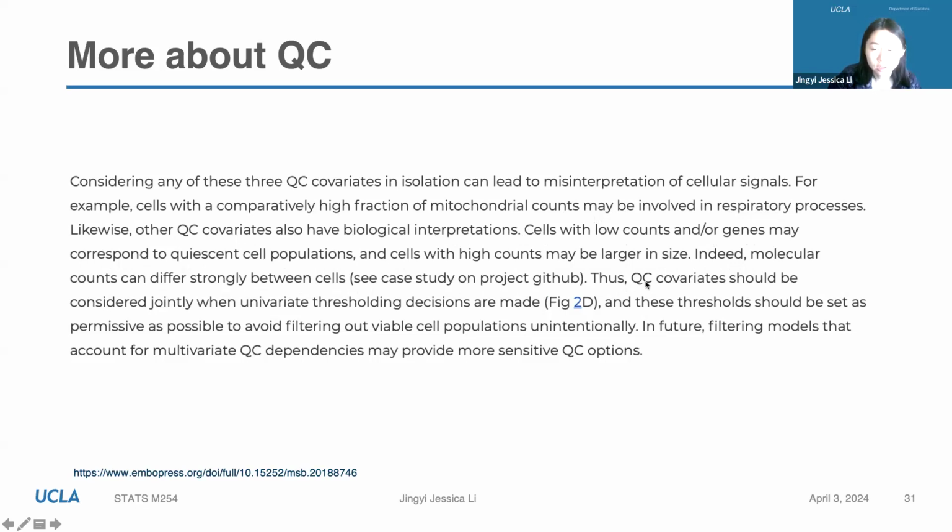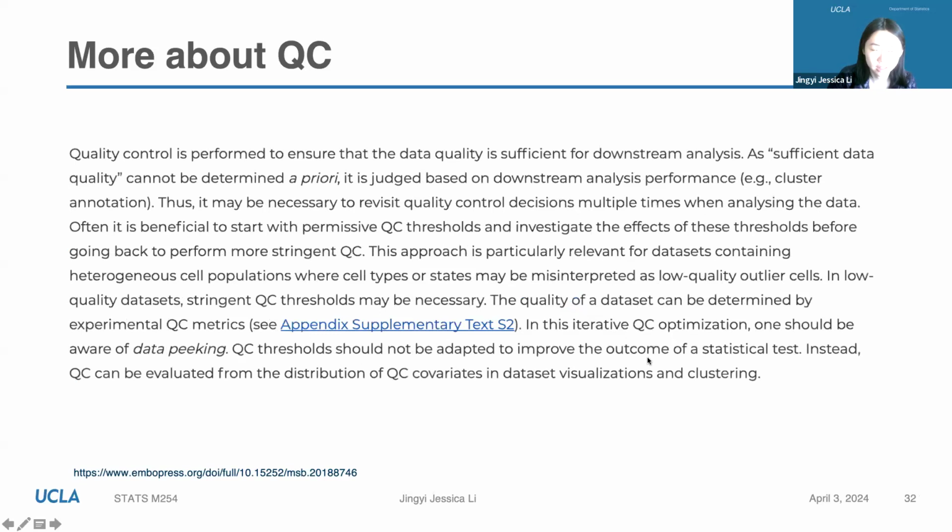Thus, QC covariates should be considered jointly when univariate thresholding decisions are made. And these thresholds should be set as permissive as possible to avoid filtering out viable cell populations unintentionally. In future, filtering models that account for multivariate QC dependencies may provide sensitive QC options, but it's not there yet.